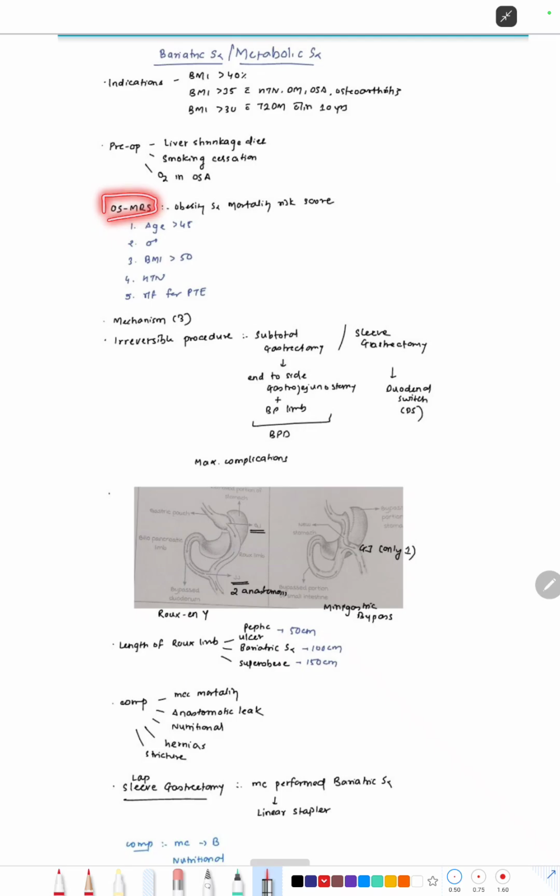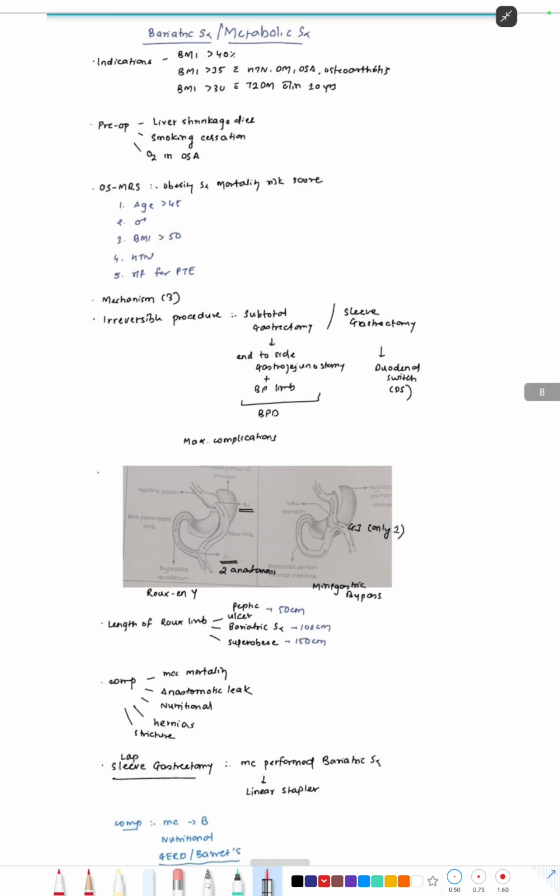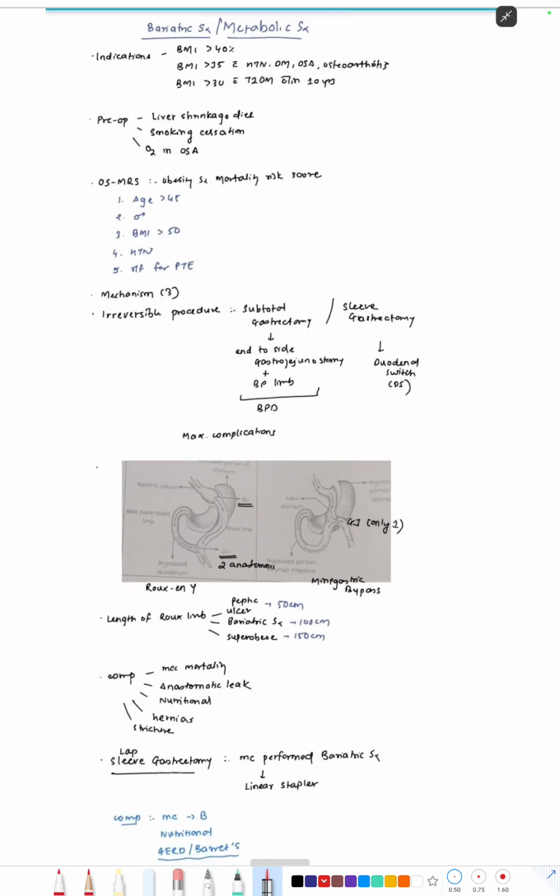Now there is a score that is called as OSMRS, that is obesity surgery mortality risk score. Every parameter gets 1 point. The parameters are age more than 45, then male, then BMI of more than 50, hypertension, and the risk factors for pulmonary thromboembolism. Then the bariatric surgery, there are 3 important mechanisms by which this happens, out of which the most important is that it decreases the absorption of food, decreases the surface area for absorption.